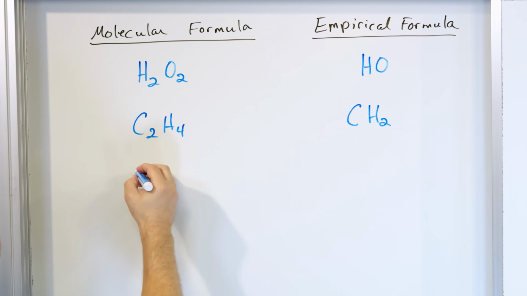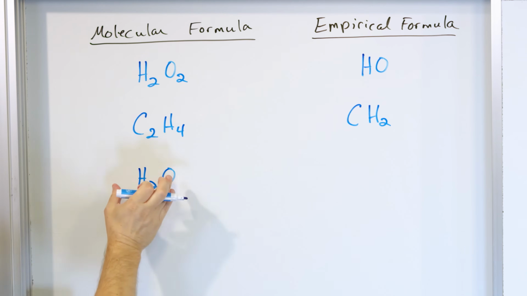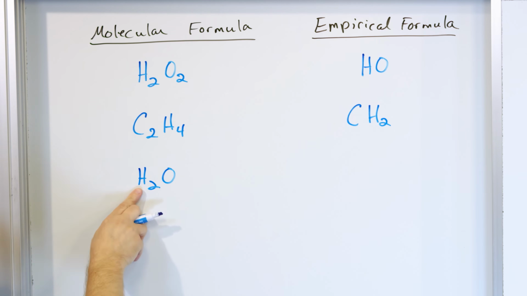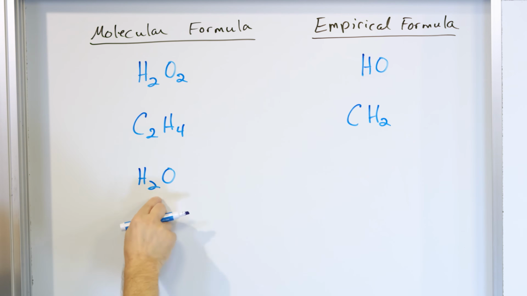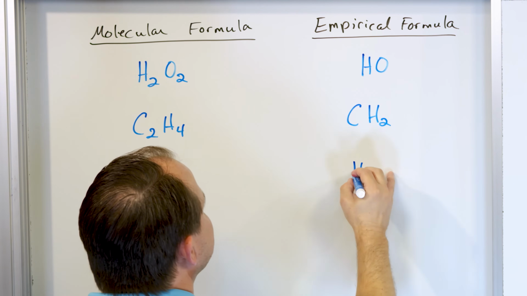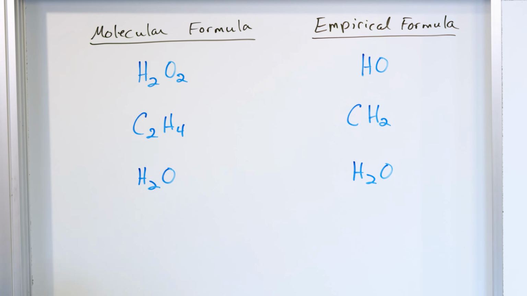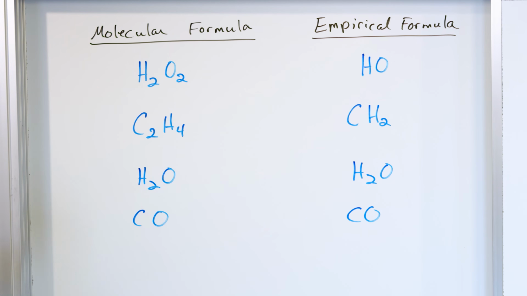And then let me give you one more example. Famous water, H2O. This is the molecular formula. There's really 2 hydrogens and 1 oxygen. What's the empirical formula? Well, I can't really divide these by anything. Basically it's like a fraction that isn't able to be simplified, so the empirical formula is also H2O. Another example would be carbon monoxide, CO. I can't simplify it anymore, so the empirical formula is also CO.